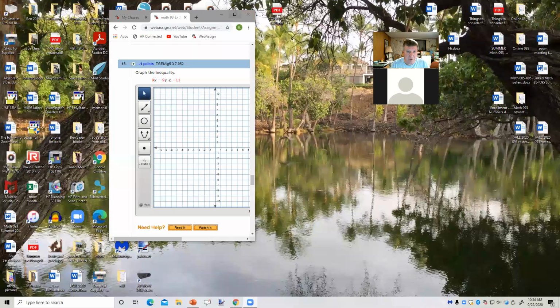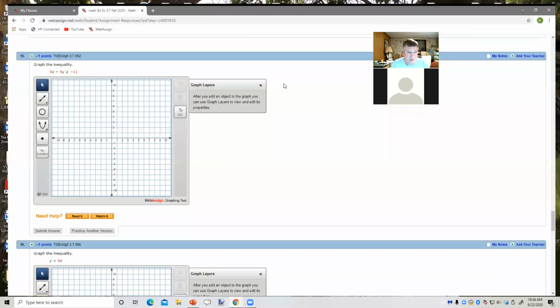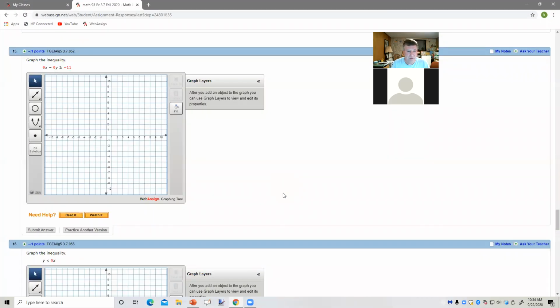Can you now see WebAssign on your screen? Yes. Okay, great. So we're going to look at problem number 15. Now recall the information I have. It has a slope of 1 and a y-intercept of 11 ninths. So I need to graph a solid line because it's equal to as well as greater than. So I'm going to go over here to the solid line and click on it until it turns blue.